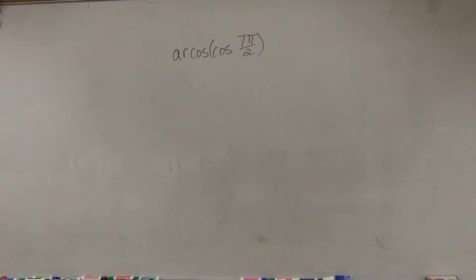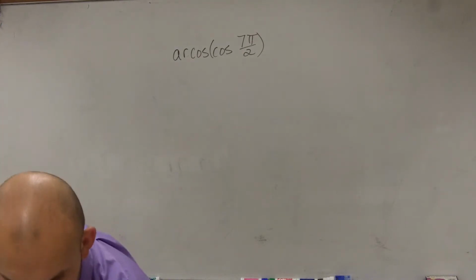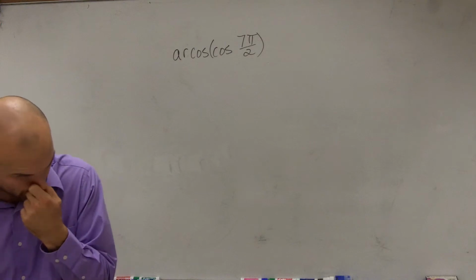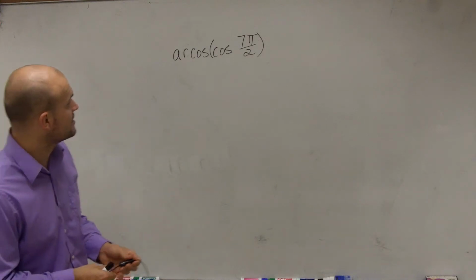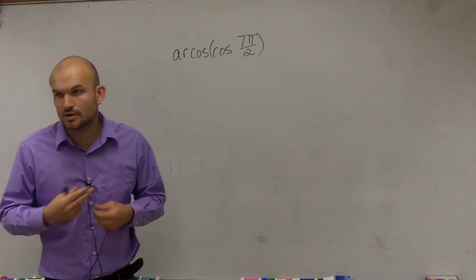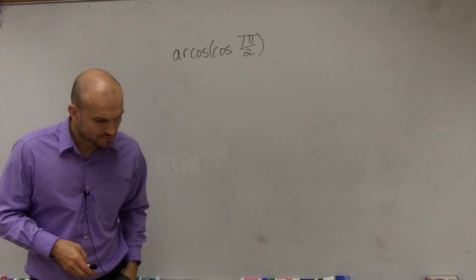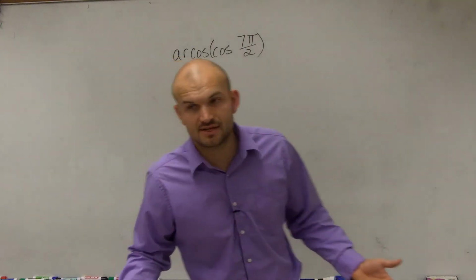Cosine of 7 pi divided by 4. So what we notice, ladies and gentlemen, is we have a composition of our function. So we're going to work through this, and we're going to first find the cosine of 7 pi over 2. We're going to work inside out to complete this problem. So first thing, let's find the cosine of 7 pi over 2.